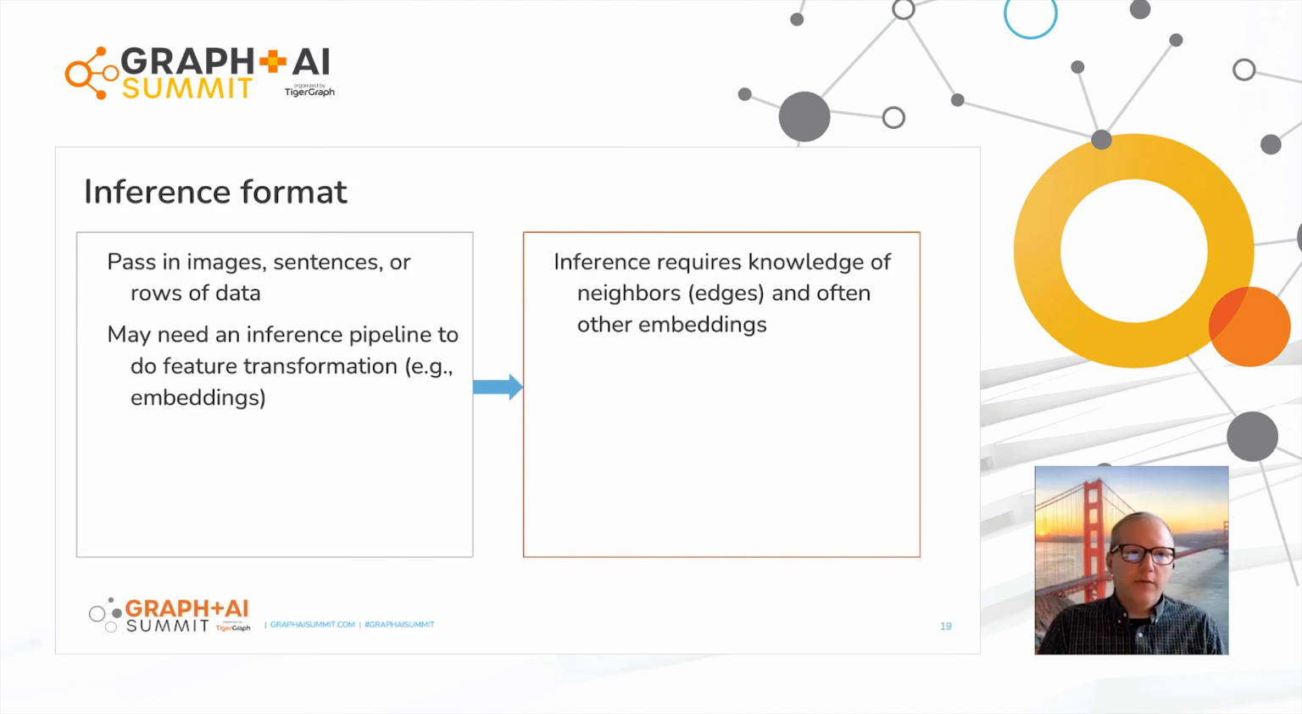And then the final area I want to cover is the inference format. So what happens when we actually have a model built and we want to get a prediction? With typical models, what we're passing in are rows of tabular data or sentences for natural language models or images or video. And in some cases, we may need to have an inference pipeline that does some of the original feature preparation before we make the prediction.